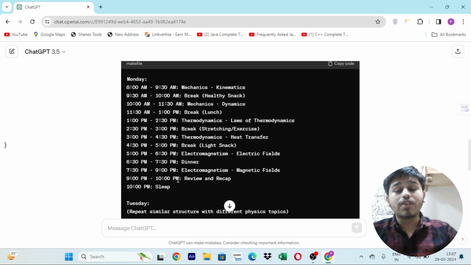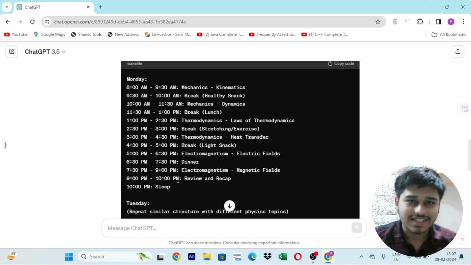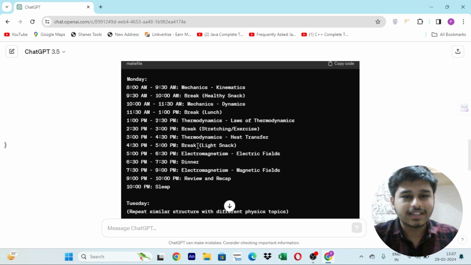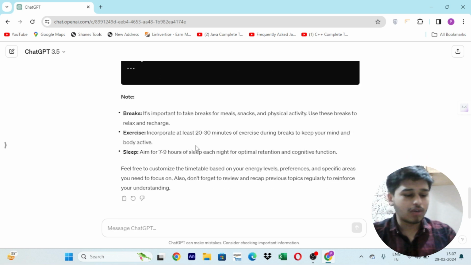So ChatGPT is giving us a complete timetable. From that we can understand the timetable and get a better idea of how we should work on a particular day and how we should improve ourselves in the subject physics, right? So like this, ChatGPT will generate a timetable for us. Now we will go ahead.